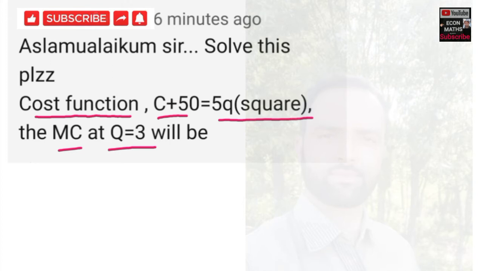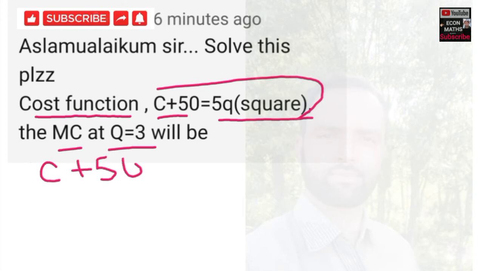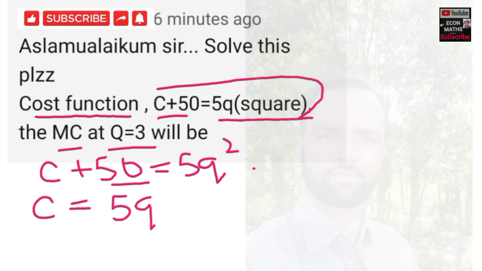Okay, first I will write this cost function. I will reshuffle this. It will look like this. We have C plus 50 is equal to 5q square. Now I can write it like this: C is equal to, I will transpose this 50 to the RHS, this will become negative, so I will write 5q square minus 50.